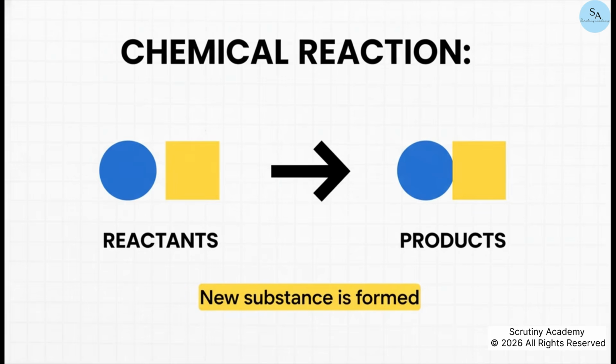Now, to describe these reactions, we use something called a chemical equation. It's kind of like a recipe. On the left side, you've got your ingredients. We call those the reactants. Then there's an arrow, which shows the reaction taking place. And on the right side, you have what you made, the products. So reactants turn into products.